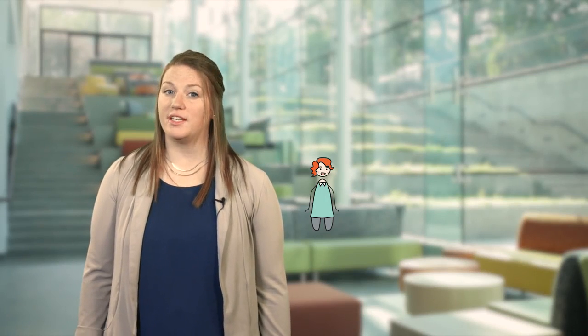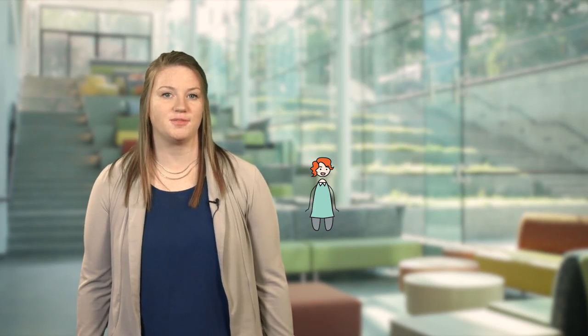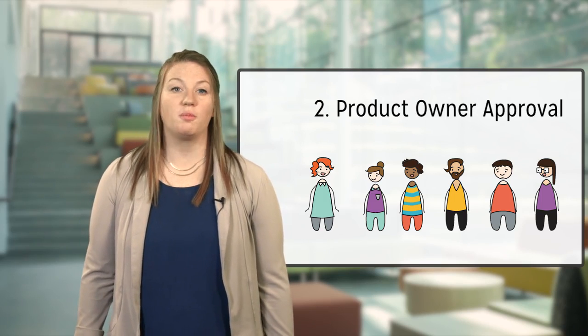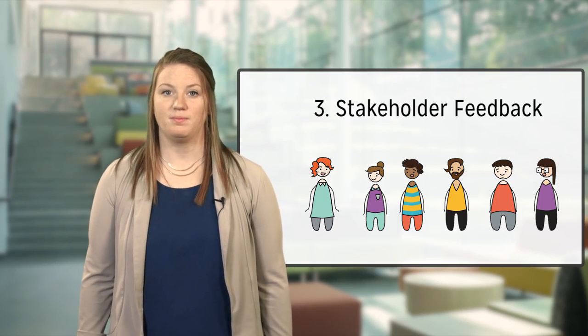Let's talk about what happens in the meeting. The Scrum Master should start by introducing guidelines for the meeting. These could be guidelines such as when people are allowed to talk or make suggestions. Following that, the Scrum team should go over the sprint goal. Once the sprint goal is recapped, there are 3 main events that occur in a sprint review meeting. 1, the product demonstration. 2, the product owner approval. And 3, the stakeholder feedback.